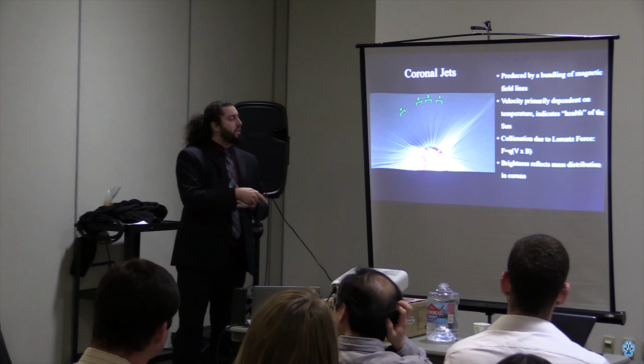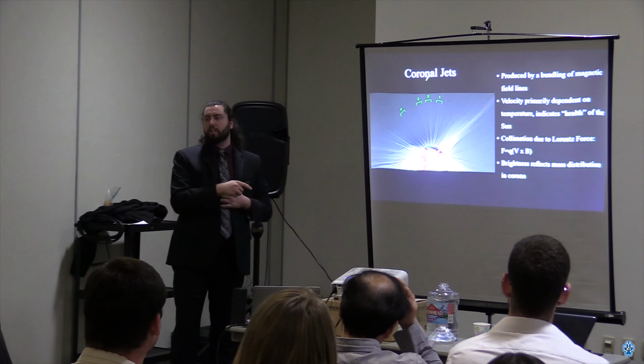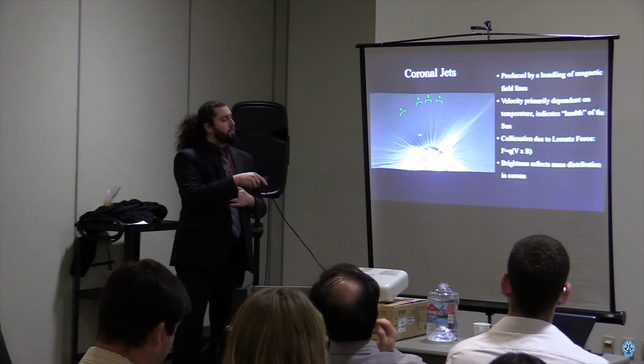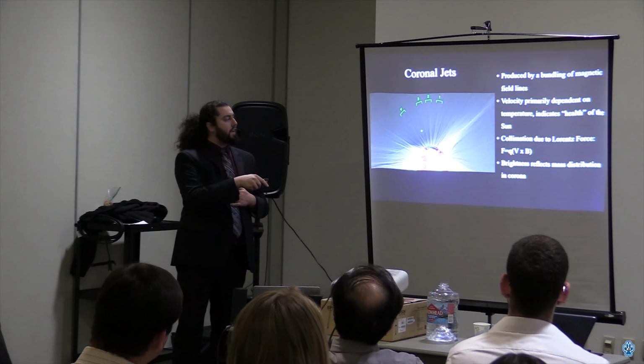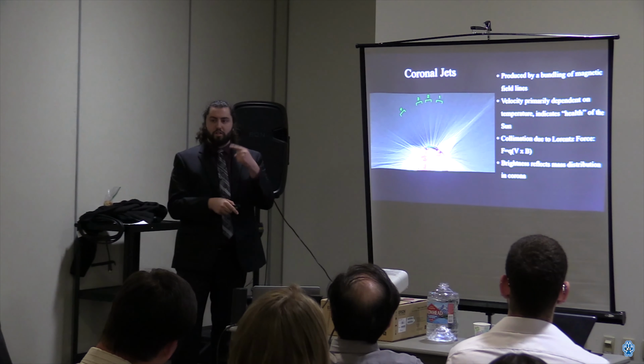So if a particle is moving in the same direction as the magnetic field line, it experiences no force. It's going to keep going the same way it's been going. If it's going perfectly perpendicular to the magnetic field line, it's going to spin around that, basically in the same spot. It's just going to start spinning.